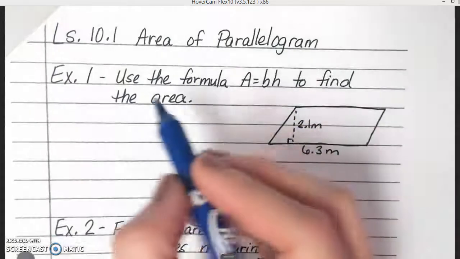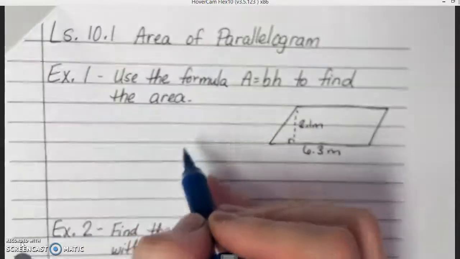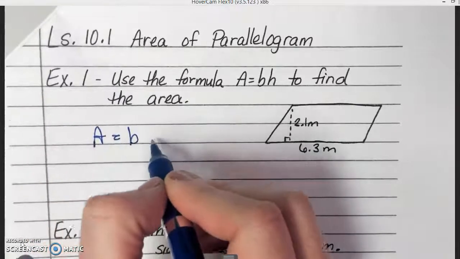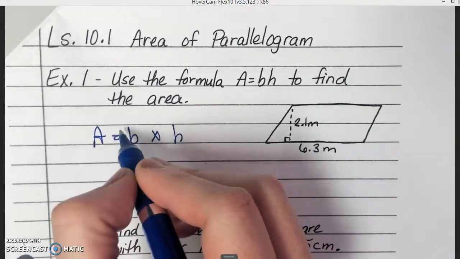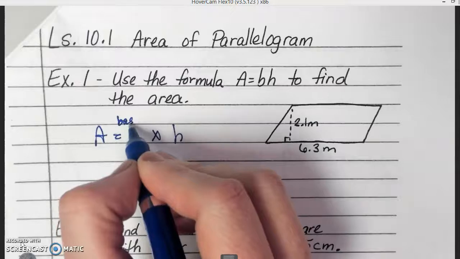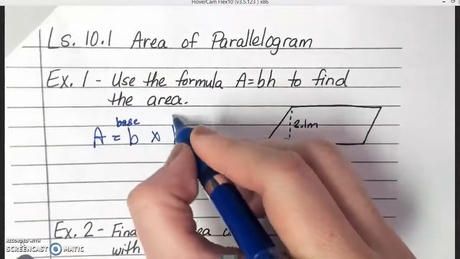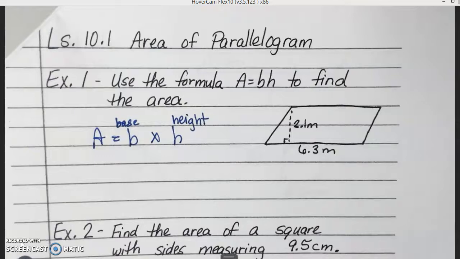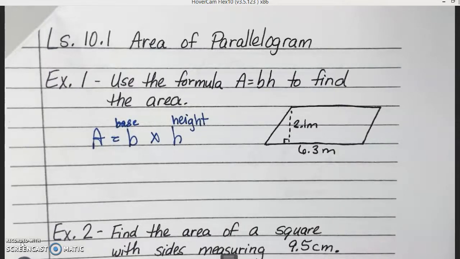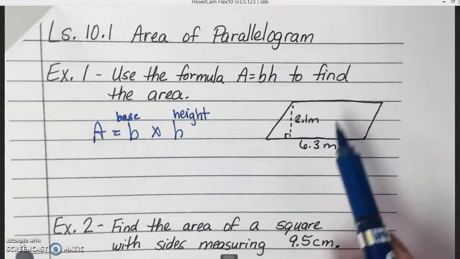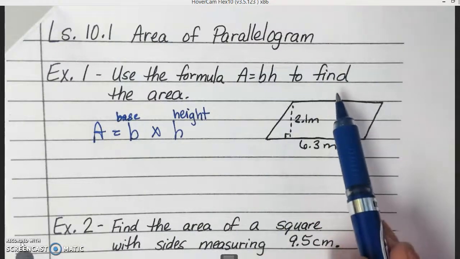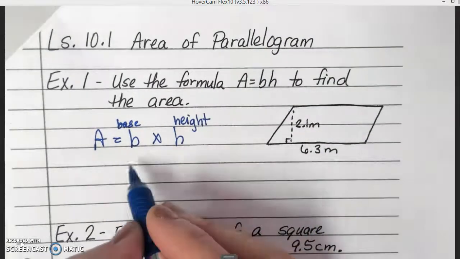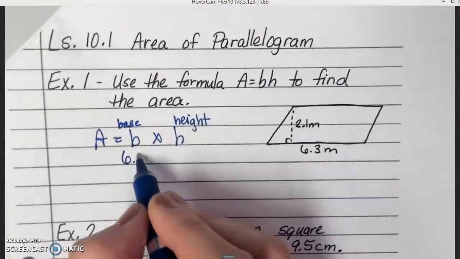So the formula we use when we're finding the area of a parallelogram is area equals base times height. So this is your base. This is your height. Your base is always your foundation. If they ever were to give you the number at the top, remember the top and the bottom are the same. So your foundation here is 6.3.